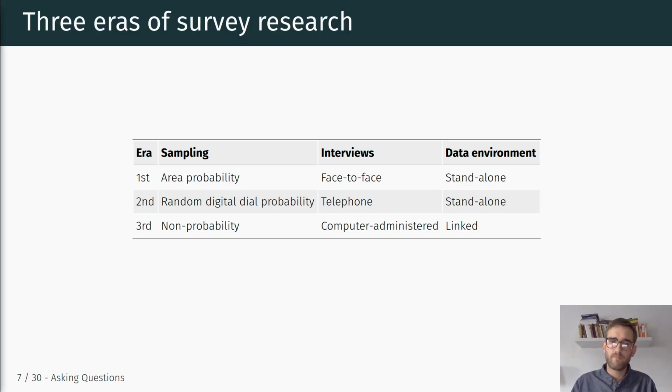If you recall in the Groves paper, the first era was sampling based on geographic areas, mostly face-to-face surveys, and the data environment was just the survey itself. The second era came with the rise of telephone surveys and random digit dial methods, but again, they were still standalone surveys, right? And the new era of survey research that we're now in is characterized by the abandonment of these probability-based sampling procedures, for example random digit dial phone surveys, in favor of non-probability online panels that are computer administered, not phone surveys or face-to-face surveys anymore.